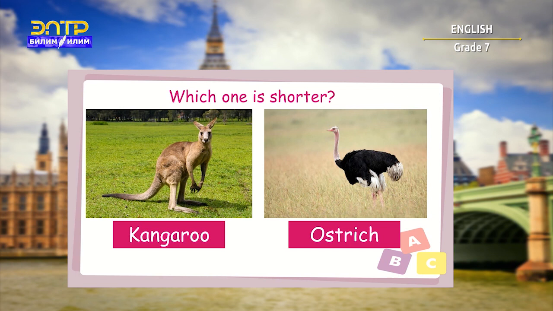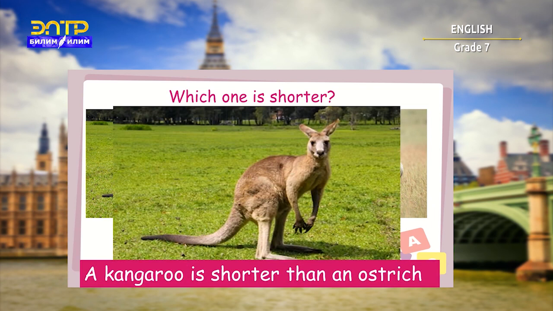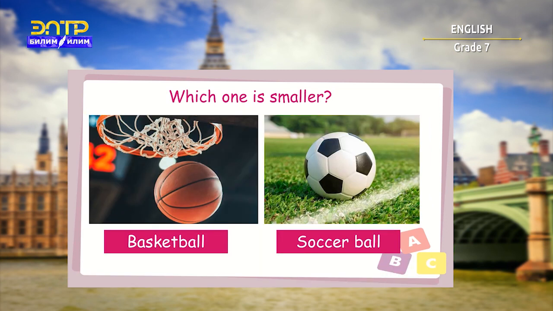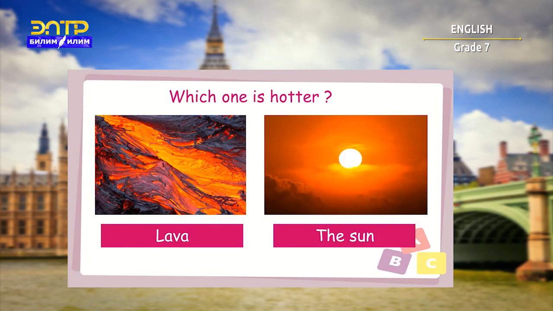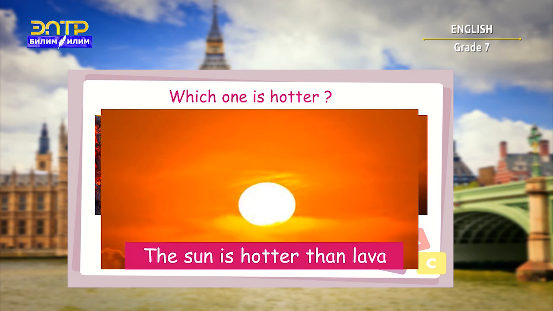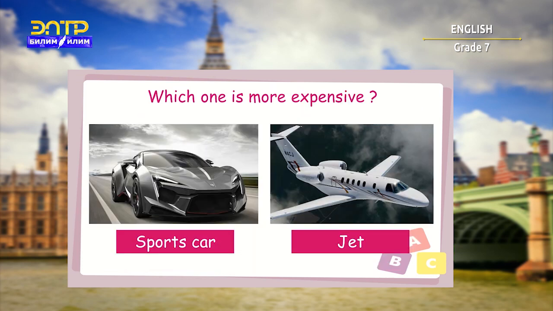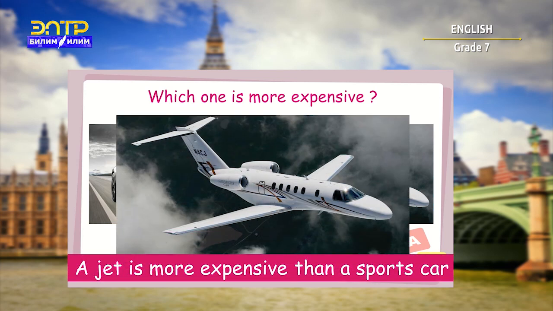Which one is shorter, kangaroo or ostrich? A kangaroo is shorter than an ostrich. You are right. Which one is smaller, basketball or soccer ball? A soccer ball is smaller than a basketball. And here, which one is hotter? The sun is hotter than lava. Which one is more expensive, sports car or jet? A jet is more expensive than a sports car.